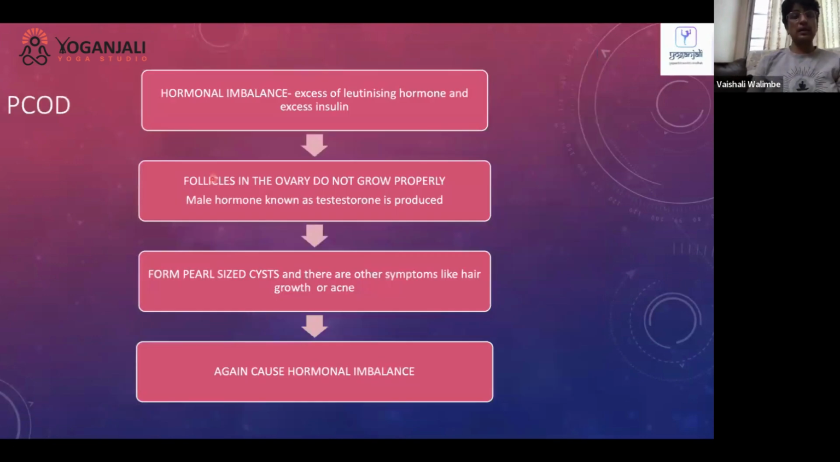Now what happens actually? There is a hormonal imbalance. How does this hormonal imbalance form? Because of excess luteinizing hormone, which is released by the pituitary gland in the brain. The brain has our main pituitary gland. This hormone is released by the pituitary gland for fertilization. And this luteinizing hormone is released in excess in PCOD.